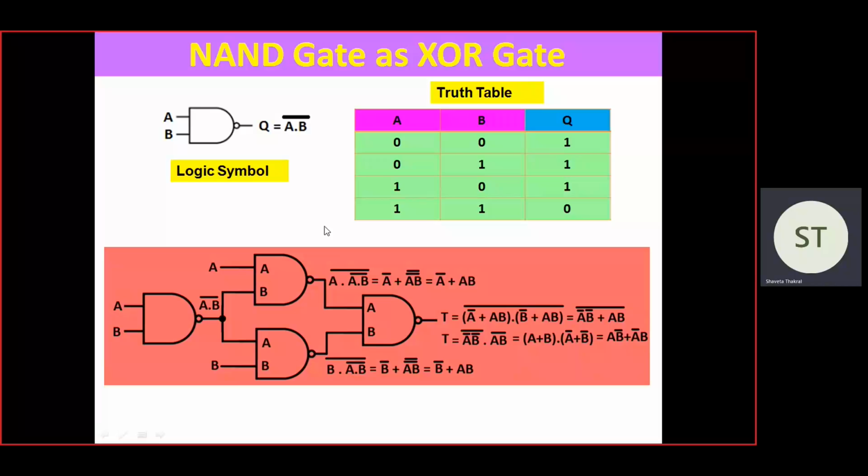Then we have next designing, that is NAND gate as XOR gate. So here we have taken one NAND gate with the two inputs A and B. We get here output (A·B)'. So this signal we are passing to two more NAND gates. Here we are passing this signal and the another input is A, and here we are passing this signal and the another input is B.